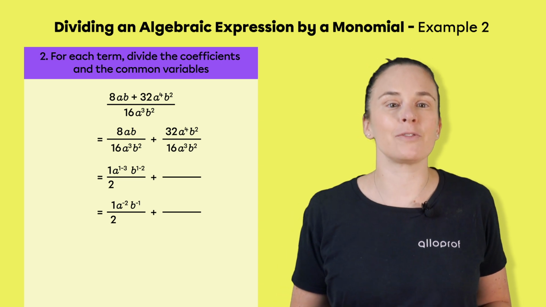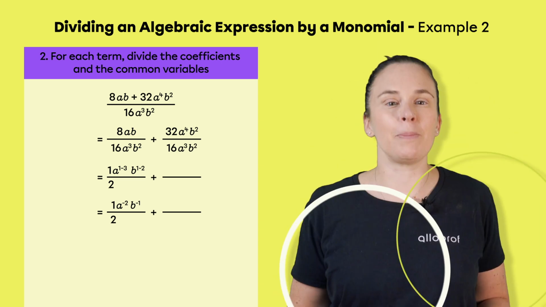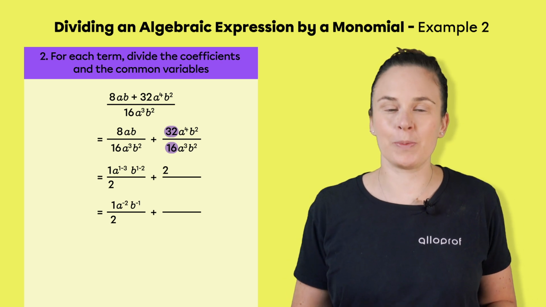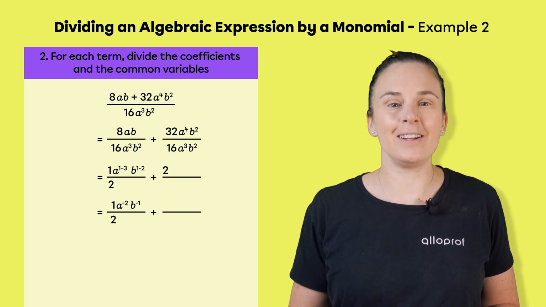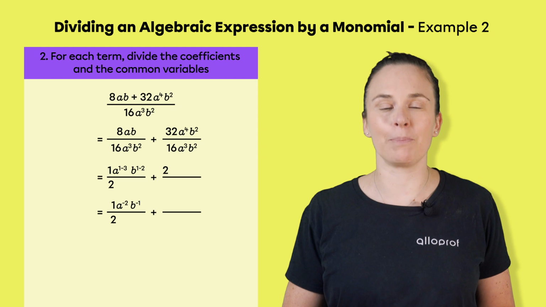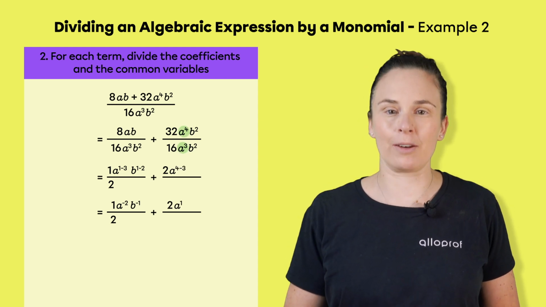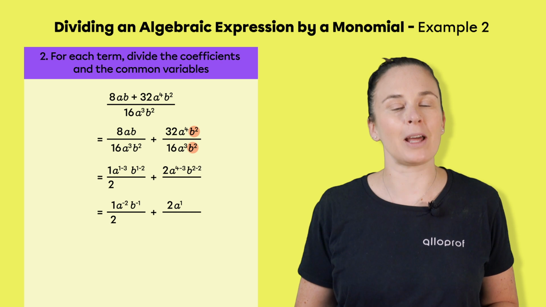Follow the same steps for the second term. Start by dividing the coefficients. 32 divided by 16 is 2, which becomes the numerator. Then, subtract exponents that have the same base. For the variable a, 4 minus 3 equals 1. For the variable b, 2 minus 2 equals 0.